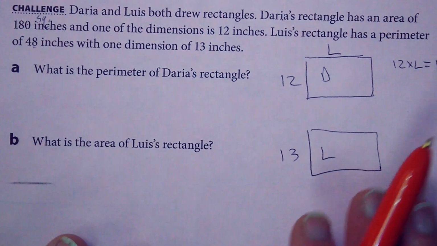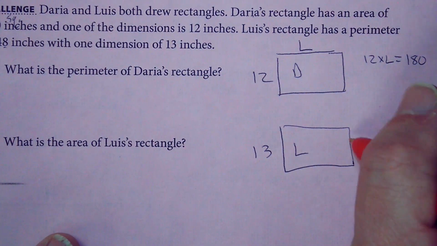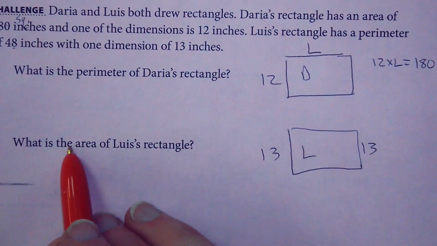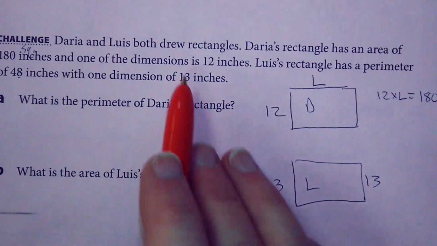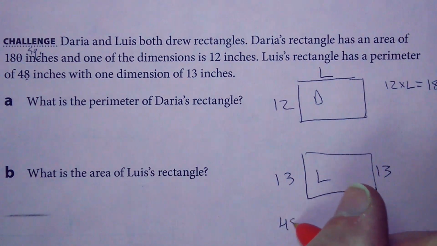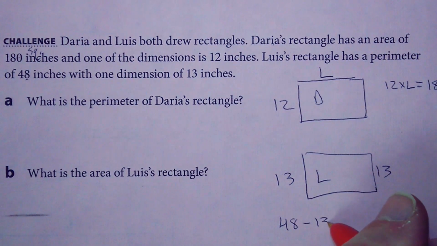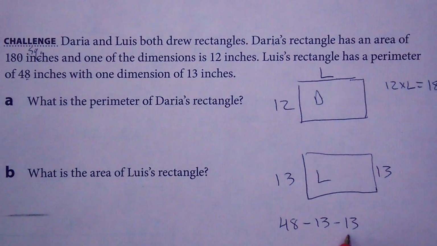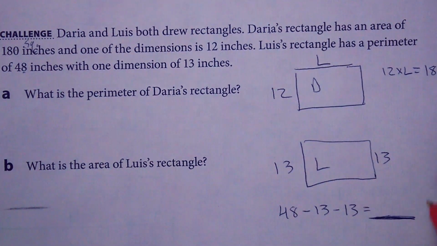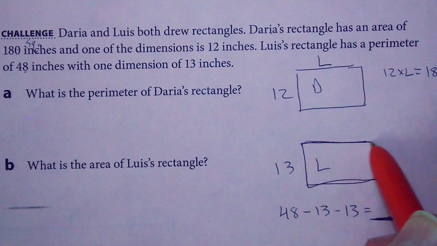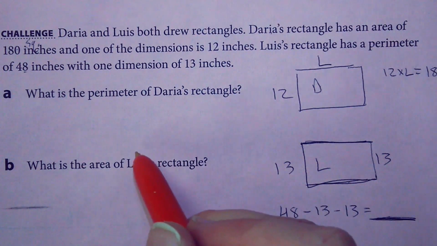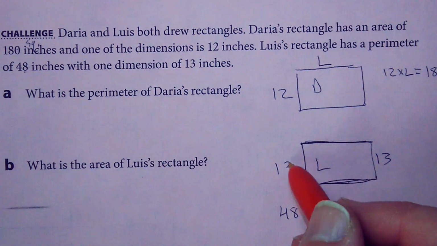Okay? Now down to Luis's rectangle, we know the opposite side has to be the same. So that's 13 plus 13. We want to figure out the area, but they told us the perimeter is 48 inches. So if I take 48 and I subtract 13, and then I subtract the other 13, I'll have what's left of the perimeter. And whatever this answer is right here, I need to split it in half so that I can give an equal amount to each length. Okay? And then to figure out the area, you'll multiply the length times, or the width times the length.